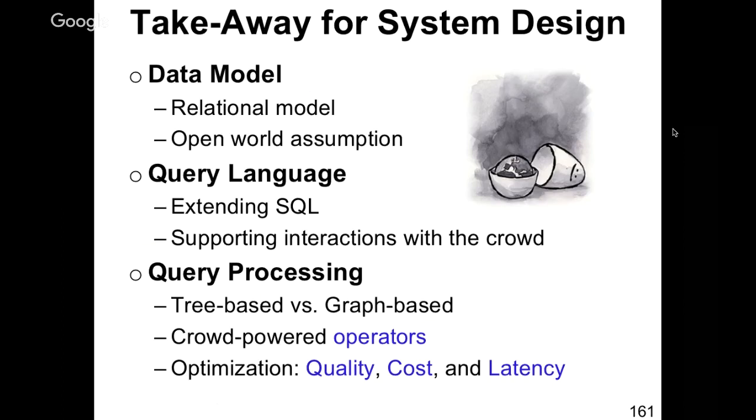Okay, so this is the takeaway for system design. Most of them use relational data models and extended SQL queries to support interactions with the crowd. And for query processing, there are mainly 2 types. The first one is a tree-based model and a graph-based model, together with the crowd-powered operators. And the optimization could involve 3 goals: quality, cost, and latency.